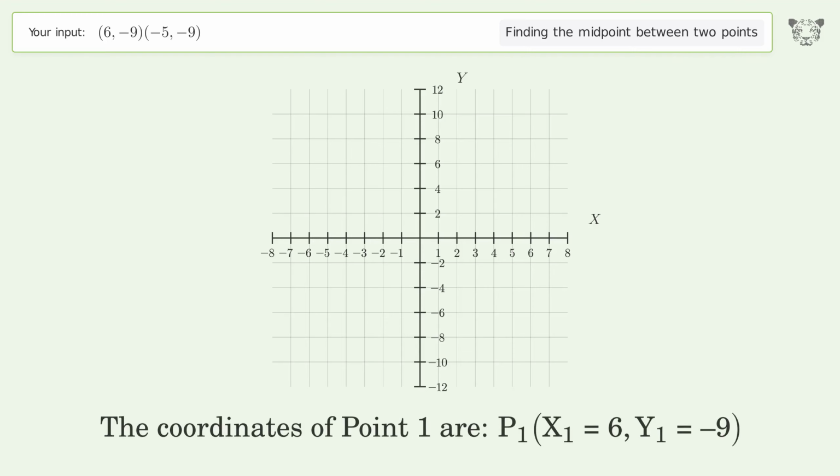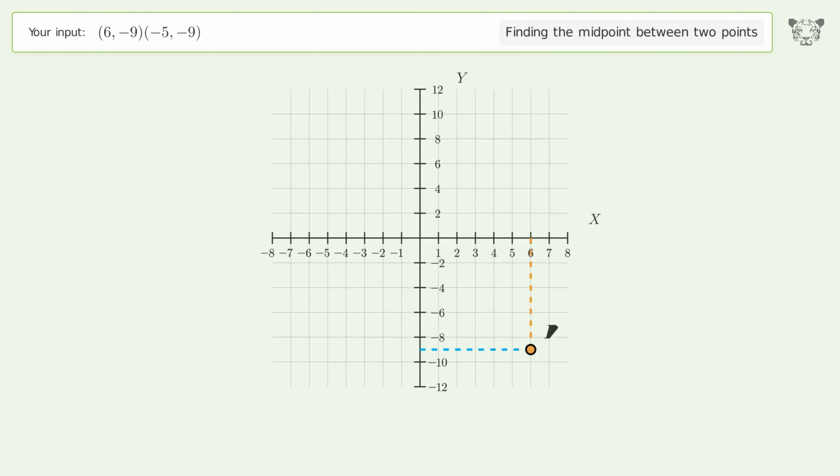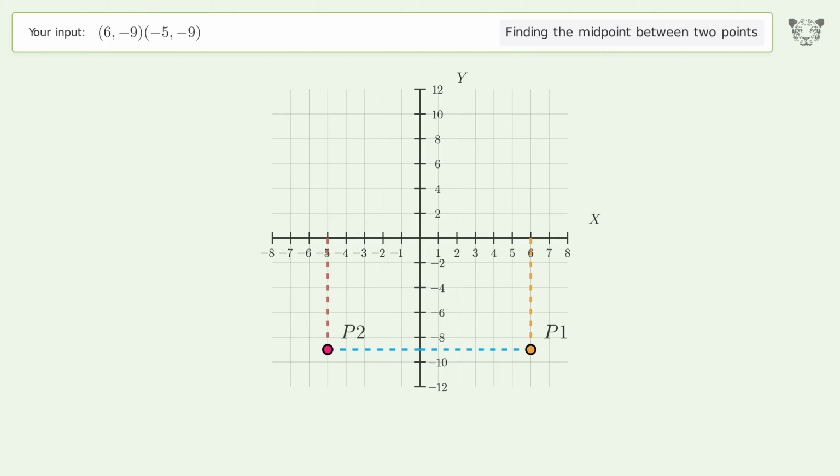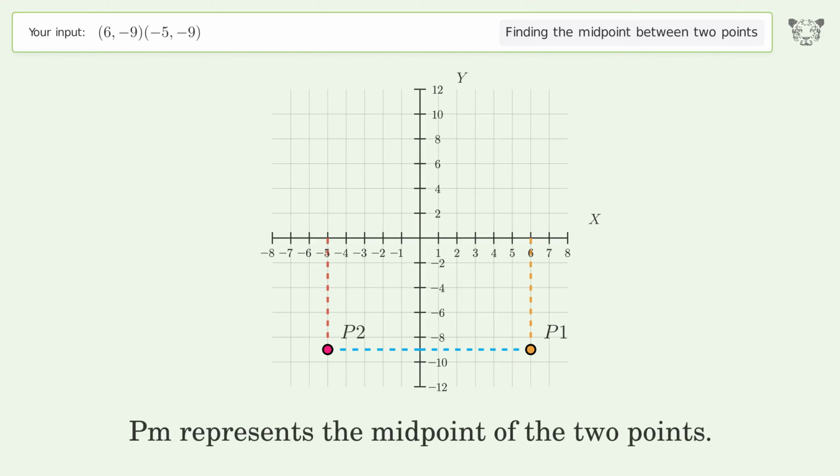The coordinates of point 1 are, x1 equals 6, y1 equals -9. The coordinates of point 2 are, x2 equals -5, y2 equals -9. PM represents the midpoint of the 2 points.